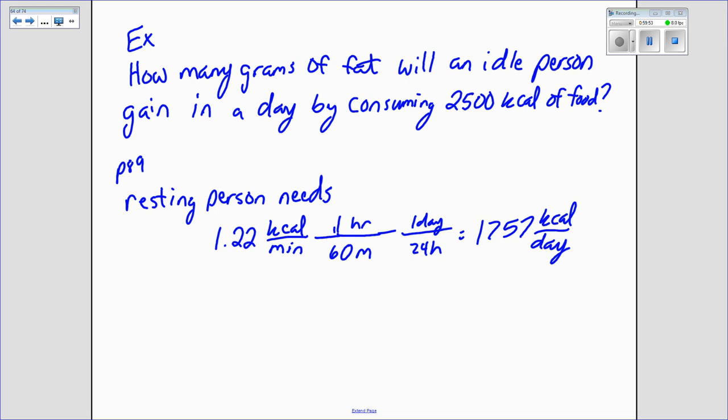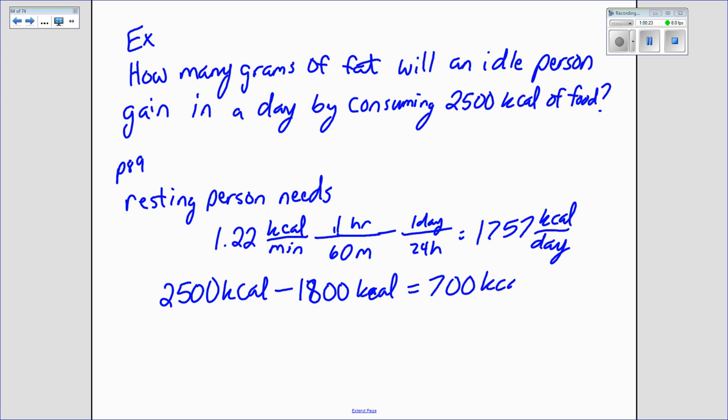But remember the recommendation, say if this was a man, they recommend 2,500 kilocalories. That's not a whole lot more. That's only about 700 more calories. So anyway, they're consuming 2,500 kilocalories, and they only need 1,800 kilocalories for a day just for sitting around if you're idle. And so the difference in that is 700 kilocalories.